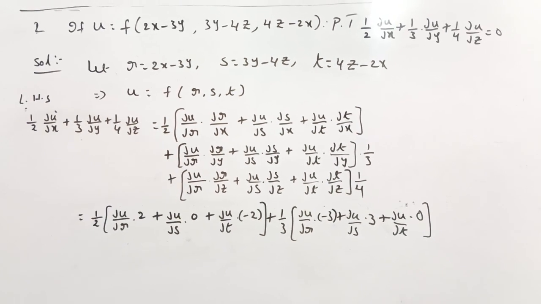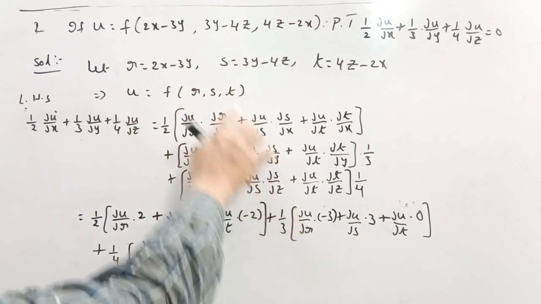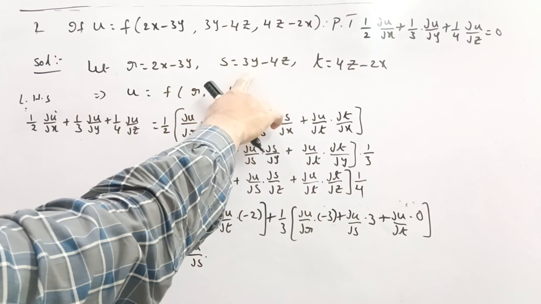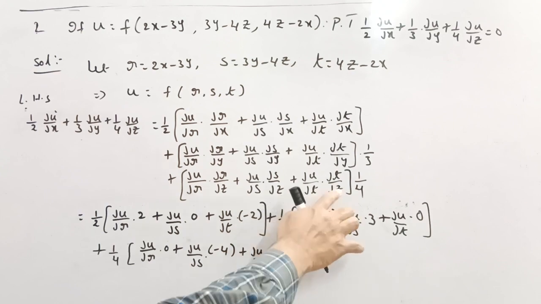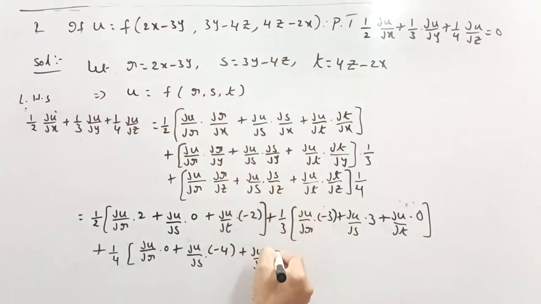Then plus 1 by 4 into ∂u/∂r into ∂r/∂z. No z here, it becomes 0. ∂u/∂s into ∂s/∂z. No z here, 0. z is 1, I get minus 4. Plus ∂u/∂t into ∂t/∂z. z is 1, I get 4. No z, 0. Right?